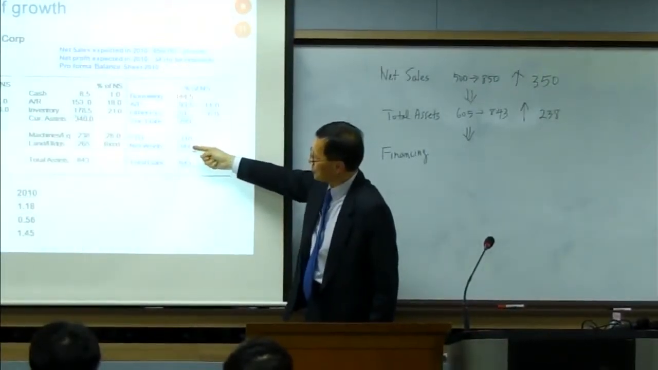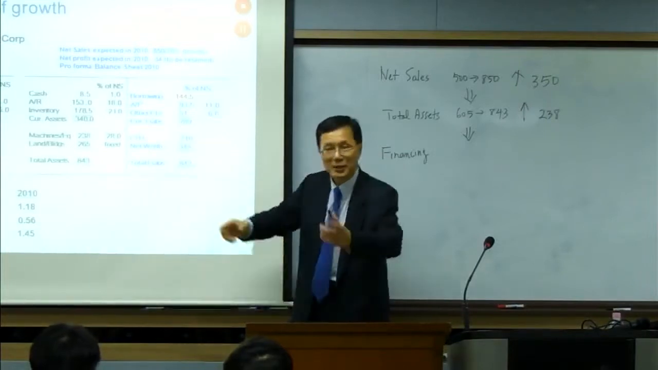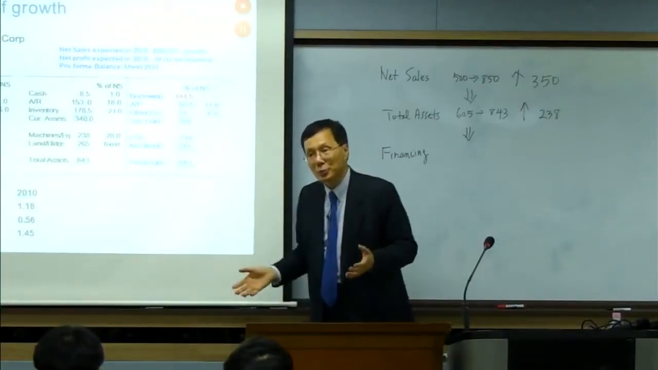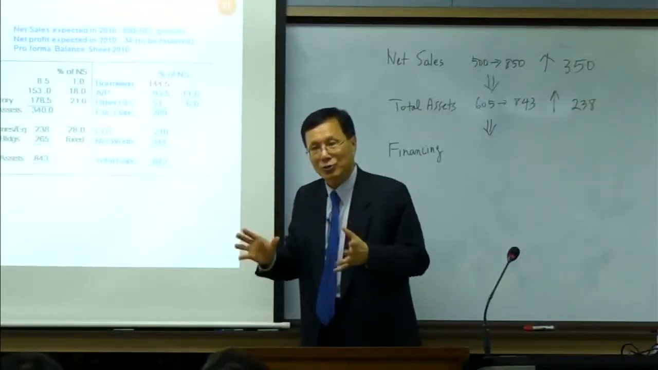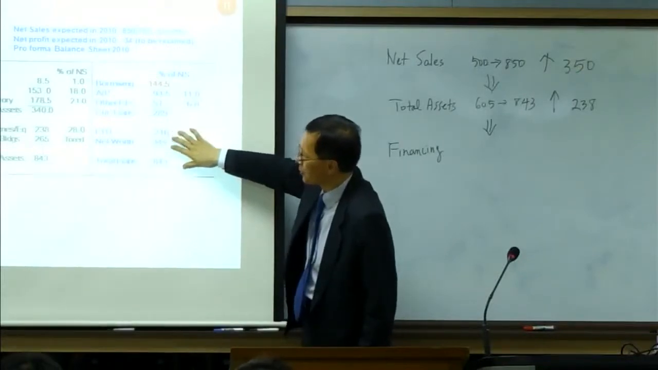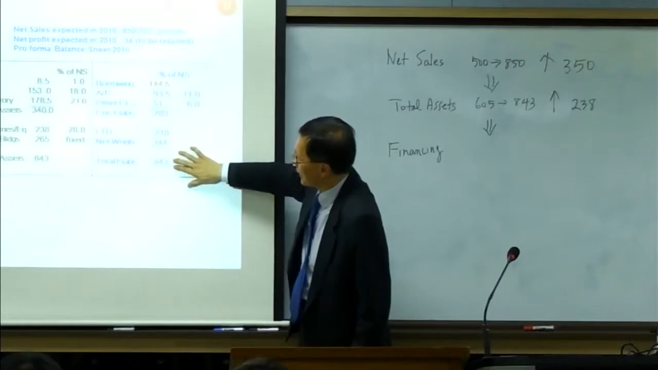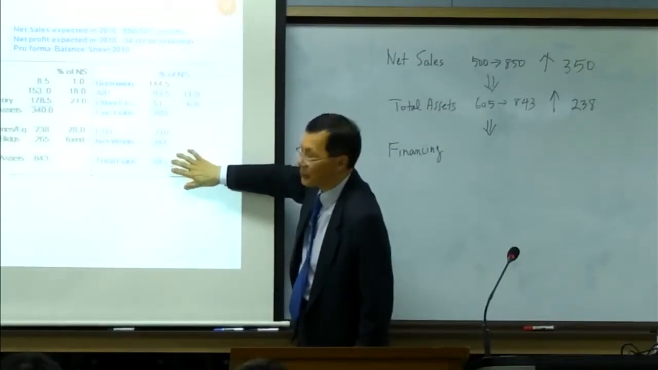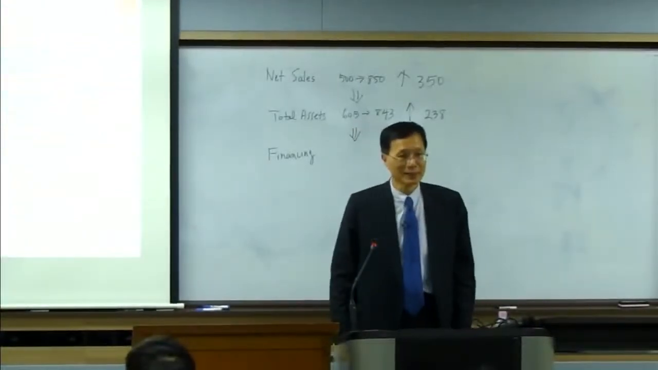So net worth is 344, and long-term debt is assumed to be fixed. The company has made a decision not to increase or decrease the long-term debt. So long-term debt stays the same. Net worth is 344. Therefore, if you subtract these two numbers from 843, you will have 289. Get it?